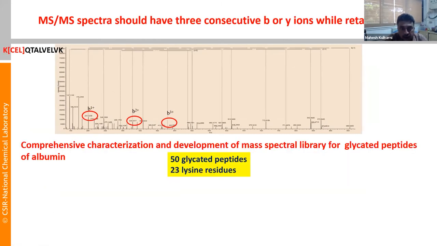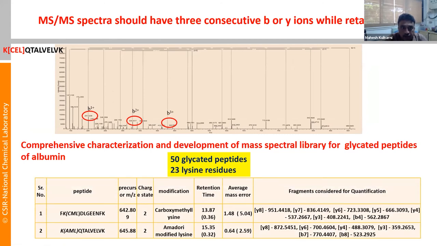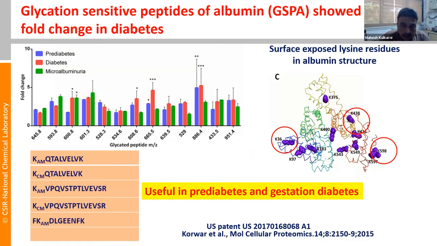So likewise, we created this mass spectral library for different glycated peptides. So I'll not get into that part. Okay. So I wanted to emphasize that with mass spec, it's possible to do sequencing of peptides, as well as peptide mapping, as well as characterize the different PTMs, okay? Now, this is again, I will not go into.